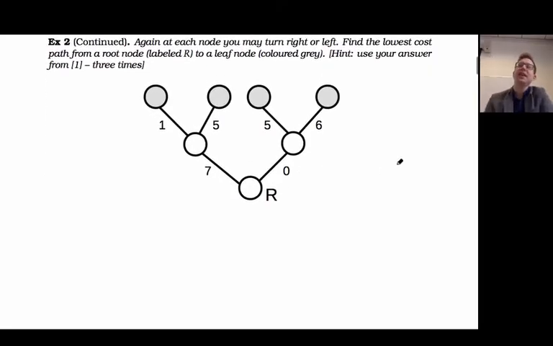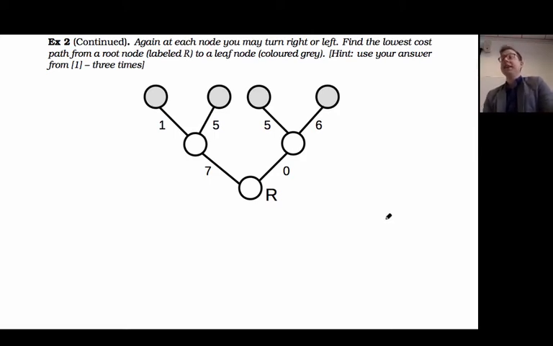So let's try a slightly more difficult example. Again, we've got a tree, and I'm trying to walk from the root of this tree to one of the leaves, which are coloured grey again. And I want to do it in the way that's going to cost me the least. Now I'm going to note there are actually different ways of trying to solve this problem. One is I could just check all of the paths from the root to the leaves.